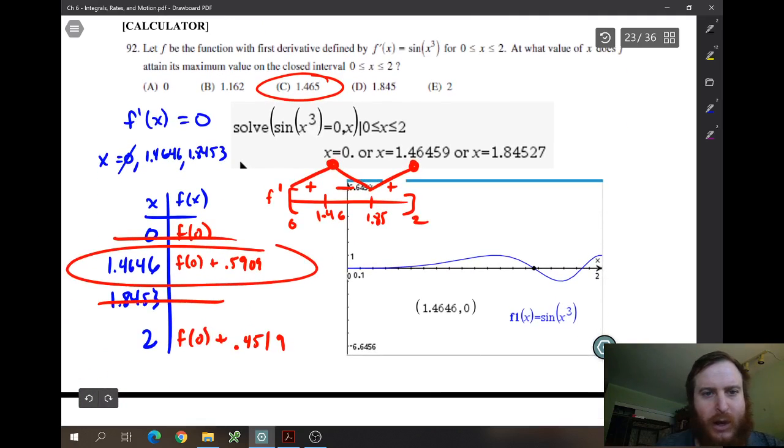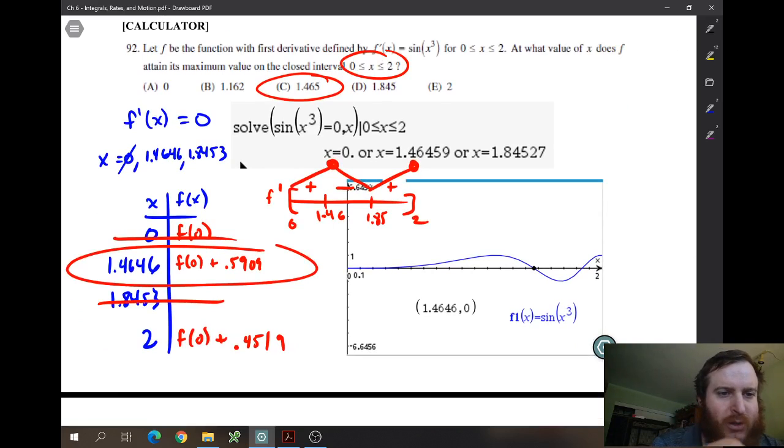Okay, we have another maximum value on 0 to 2. That's absolute max. We want to always start off setting the derivative to 0. So on my calculator, I did that. You could have done it with the graph as well, right? Those are my two zeros. I could have used like menu, analyze graph, and done it that way. And so I get 0, 1.46, and 1.8.